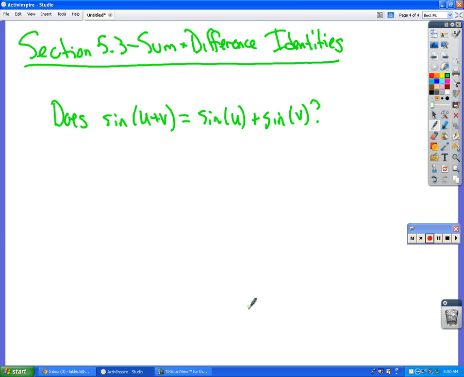Okay? So can we distribute the sine? Is that going to be a true thing or not? And guess what the answer is? Yes. No. Well, let's find out, shall we? Pick a value for u. 5. How about we slow it down so I can get this down? Okay. Pick a value for v. 1. Okay. So we want to figure out, is the sine of 5 plus 1 the same as the sine of 5 plus the sine of 1?